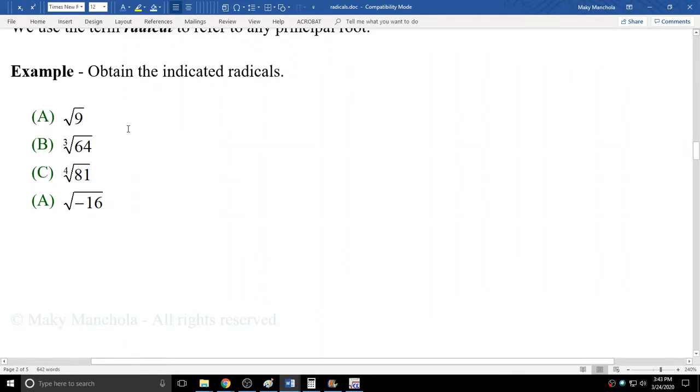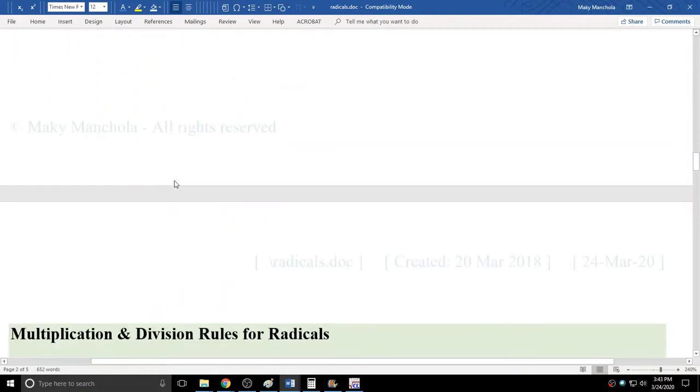Last examples on principal roots. So let's try this one. Obtain the indicated radical. Square root of 9 is 3. Cubic root of 64 is 4. Fourth root of 81. What do you raise to the fourth to get 81? It happens to be 3, positive 3. When you're looking for square root of negative 16, it's not a real number. You could say it's undefined in the real numbers as well.